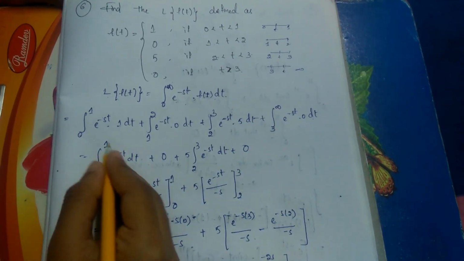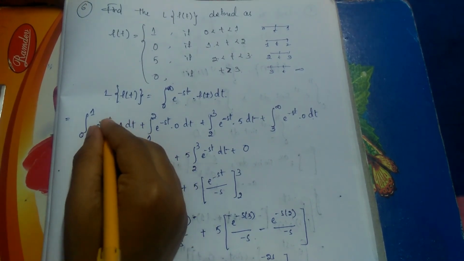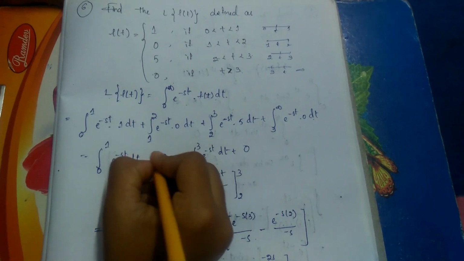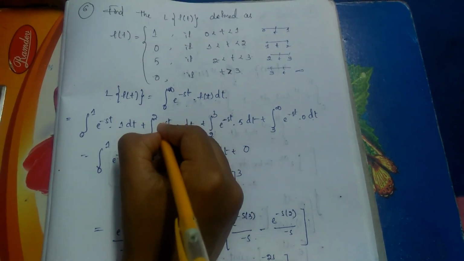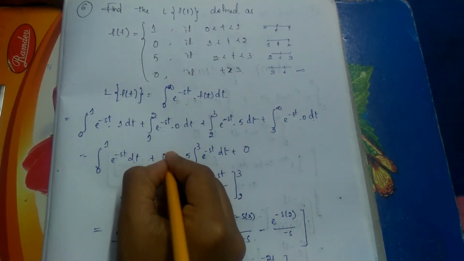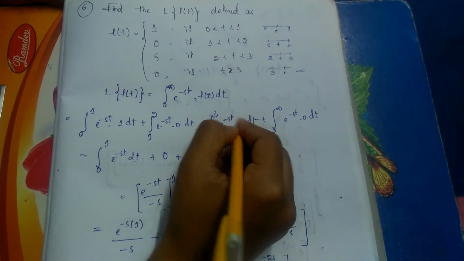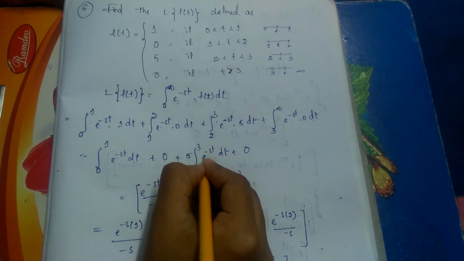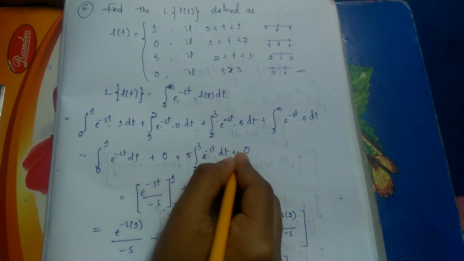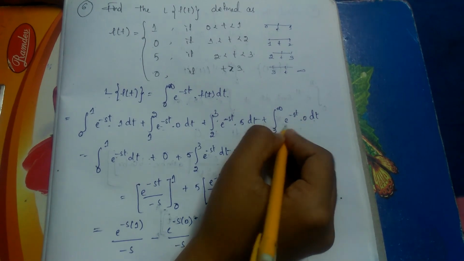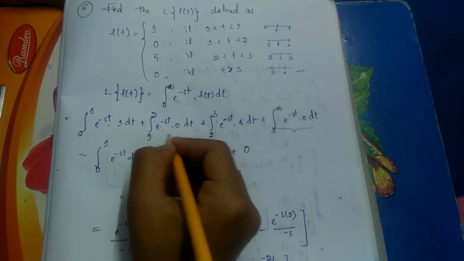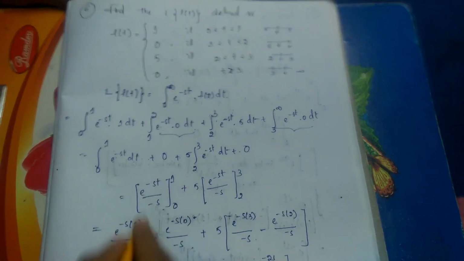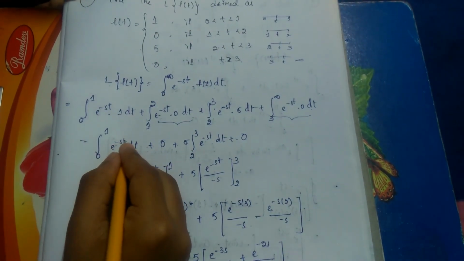That is equal to integration from 0 to 1 e power minus s into t into 1 is e power minus st dt, plus here it is multiplying with 0, so whole integration part is 0, plus 5 is constant, so write outside of the integration. So 5 integration from 2 to 3 e power minus s into t dt, plus here also 0 is multiplying with this, so whole integration part becomes 0. So plus 0.